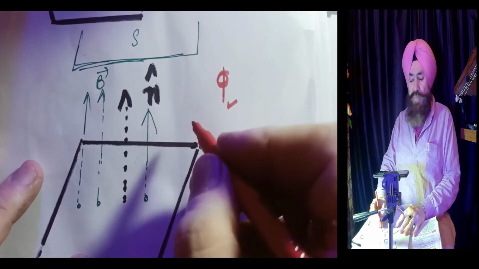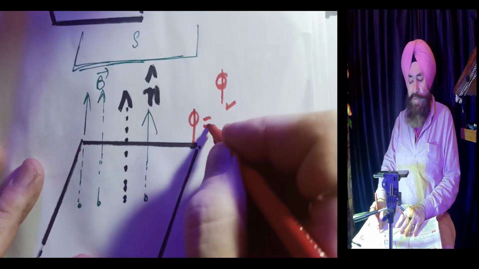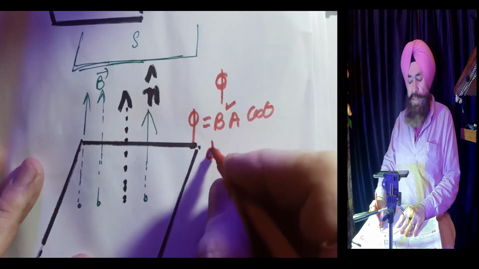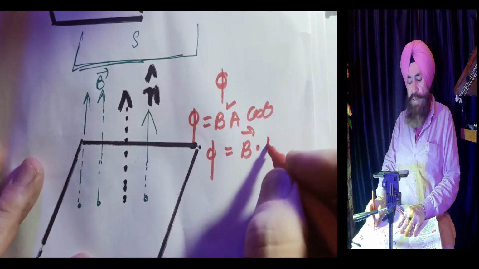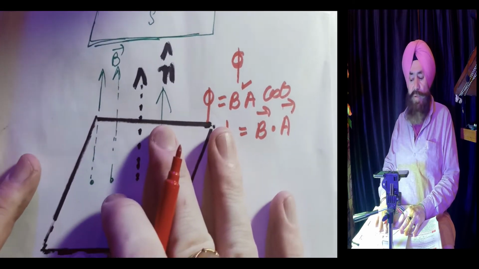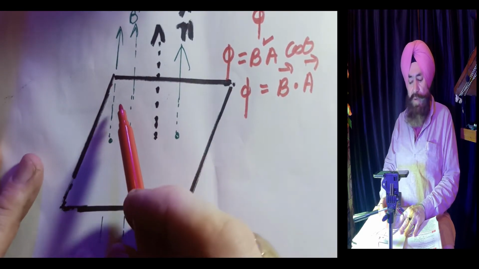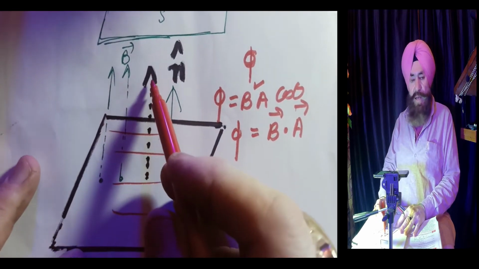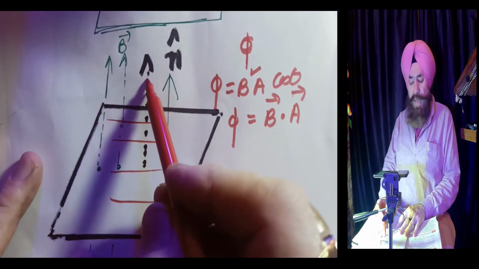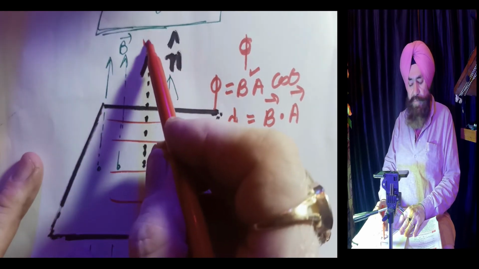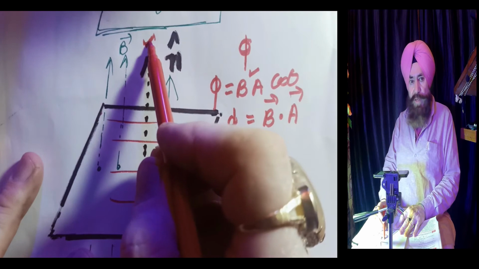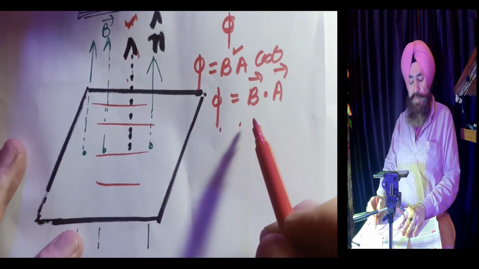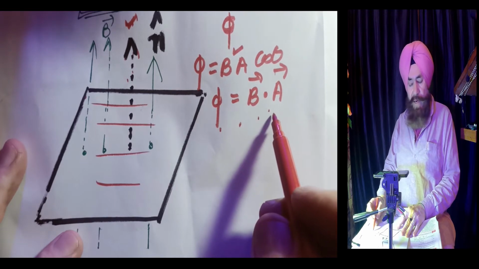Okay, and it is written as flux equals BA cos theta, or flux is the dot product of B vector dot A vector. Like for this example, this is our area, right? And what is the direction of the area element? This arrow is the representation of the area vector direction. So flux is equal to the dot product between B vector and A vector.